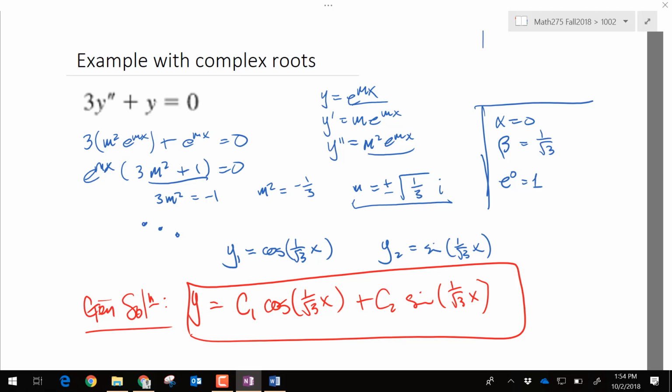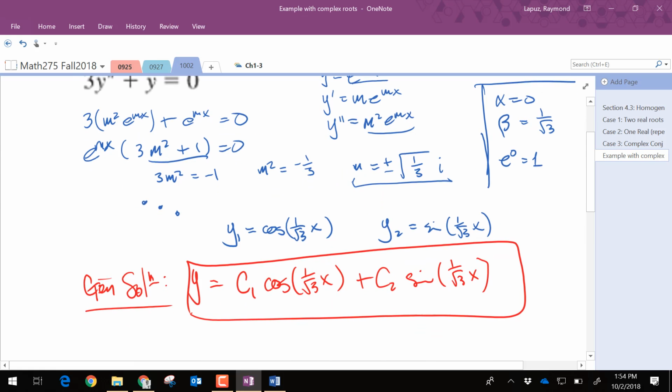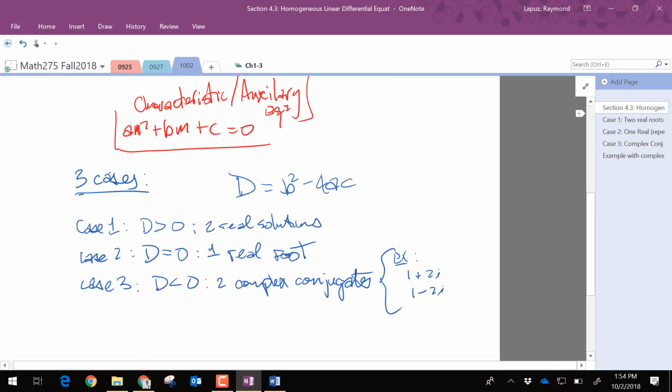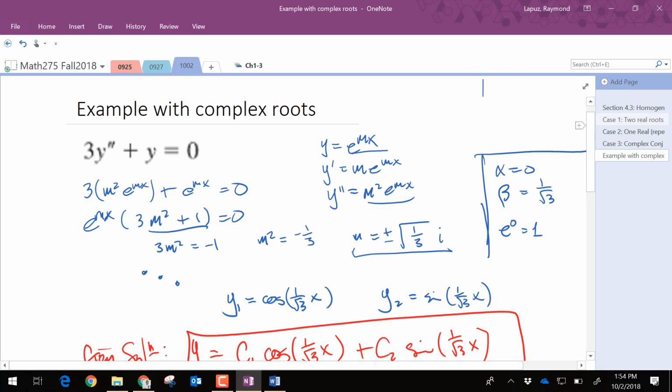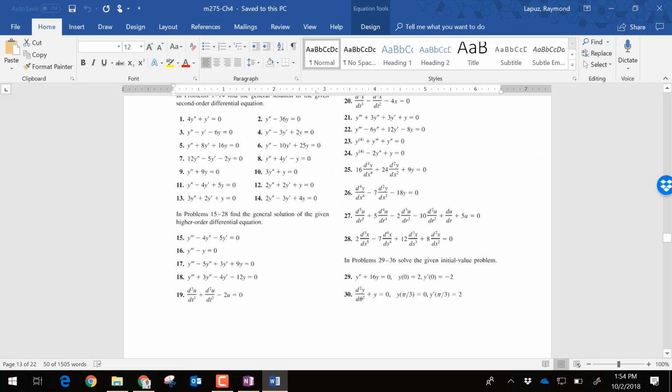All right, let's try one that's higher order than 2. The title of this is homogeneous linear differential equations with constant coefficients. There's really nothing restricting us to just having a second order differential equation. So let's see if we can find one that's of a higher order, and hopefully we can factor it. Let's do number 16.